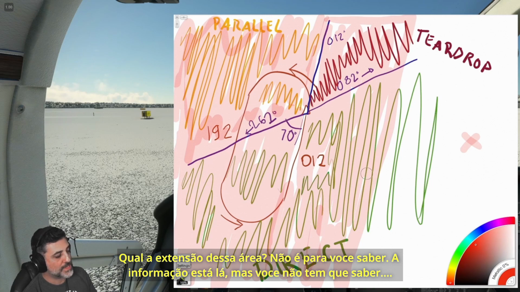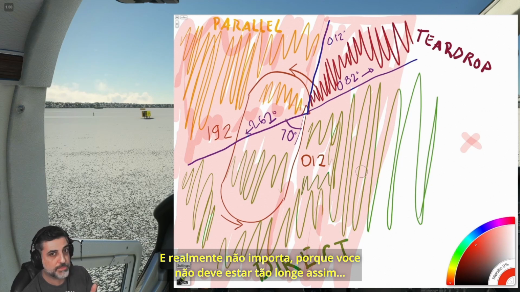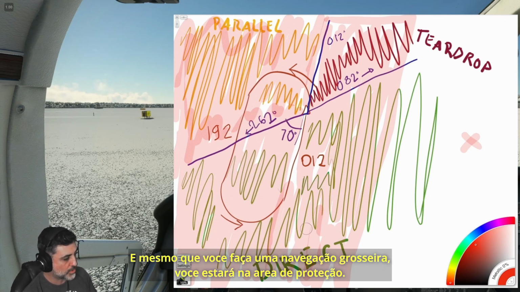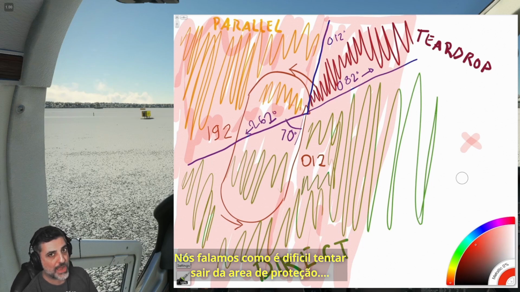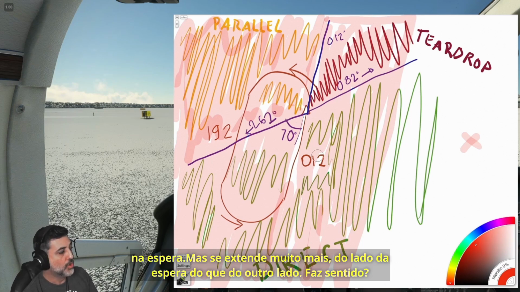Now, how far does this extend? It's not for you to know. The information is out there, but you don't have to know, and it doesn't really matter because you're not supposed to be that far out that way. Even with some pretty gross navigational errors doing this hold, you're still going to be in the protected side. You really have to try to be outside the protected area on a hold. But it is bigger on the hold side. It extends farther out on the hold side than the non-hold side. Does that make sense?